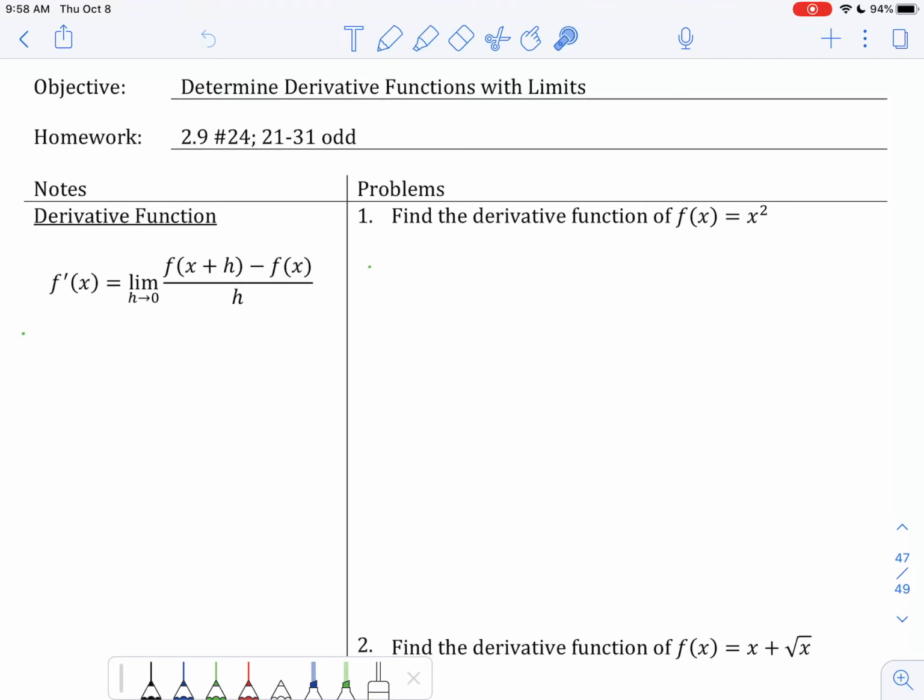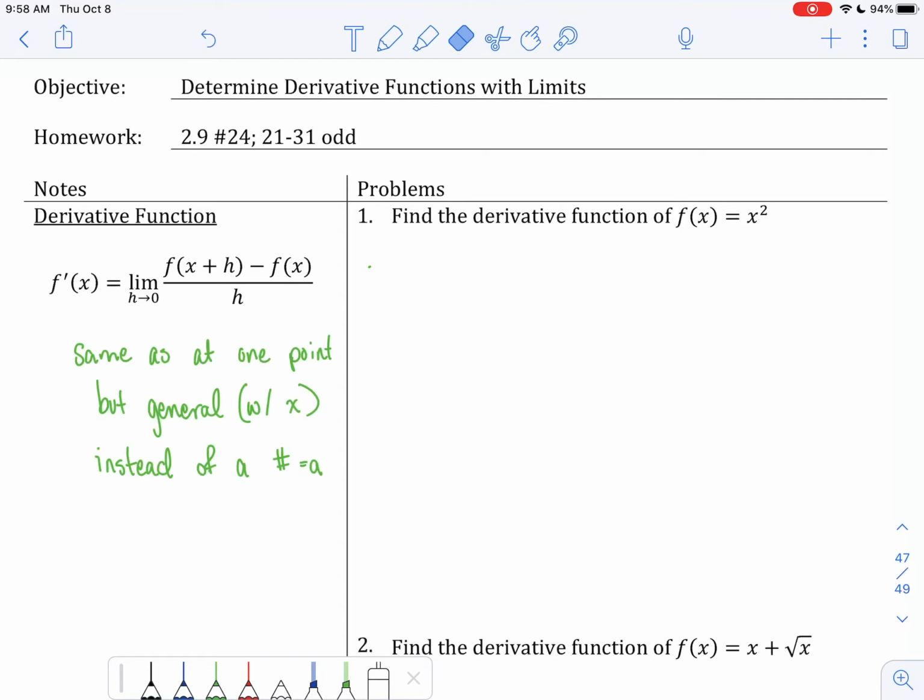And the idea is that we're going to start with this same function, this limit of f of x plus h minus f of x over h, which is the formula for the slope of the curve at that point. But the main difference is that instead of f of a, we're doing f of x. So we're just talking about it as a general function instead of at a single number.